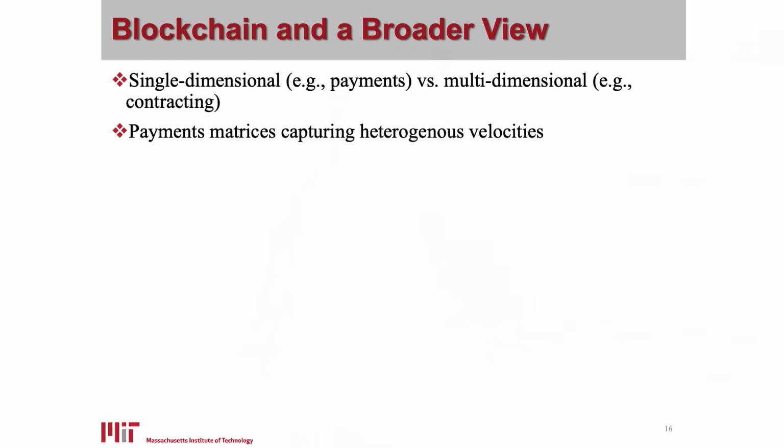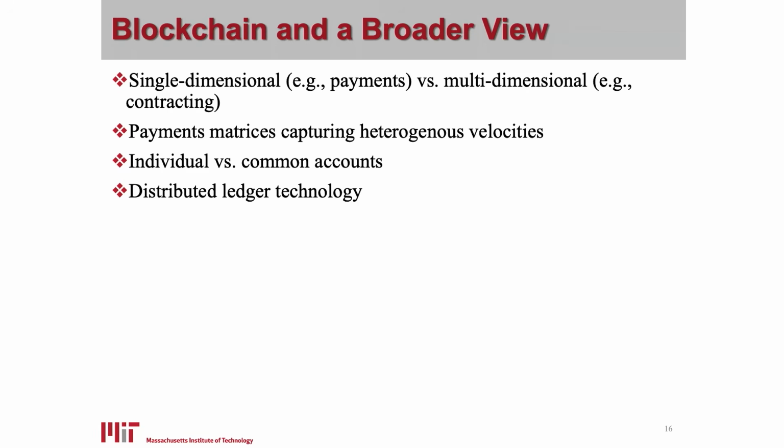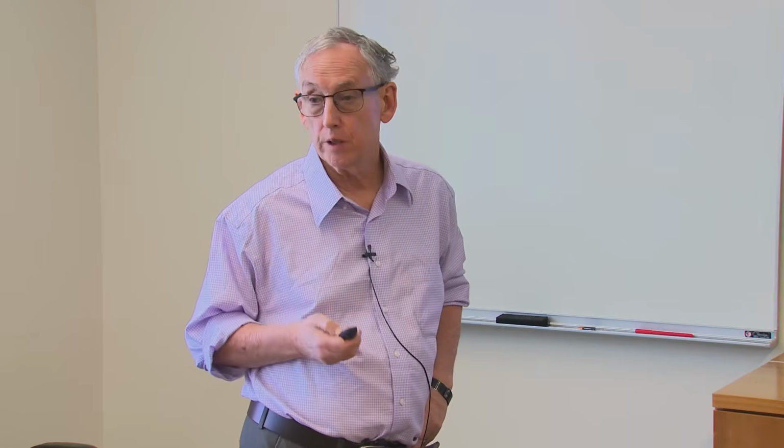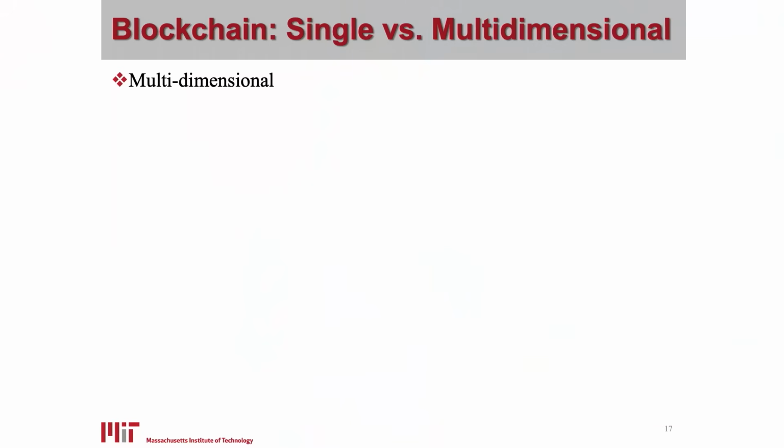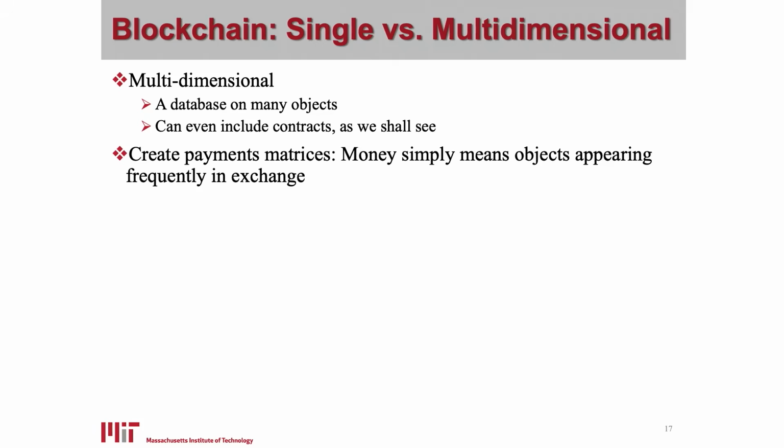And you can see this with payment matrices that capture velocities, and then we'll cover individual versus common accounts, and finally have a formal definition of a distributed ledger. Blockchains are a distributed ledger. Okay, so multidimensional is a database of many objects and can include contracts. So we can create payment matrices.